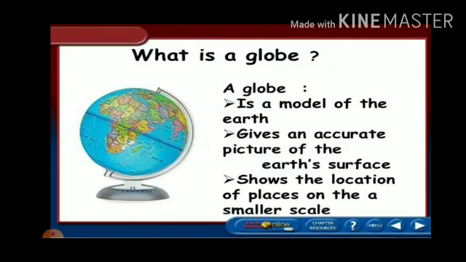What is the advantage of a globe? The advantage of a globe is that we can see the real rotation of the earth here. If we rotate the globe, we can see the rotation of the earth. And some disadvantages are that this is very big and bulky, so we can't carry a globe everywhere. And we can't see a small area on a large scale in the globe.